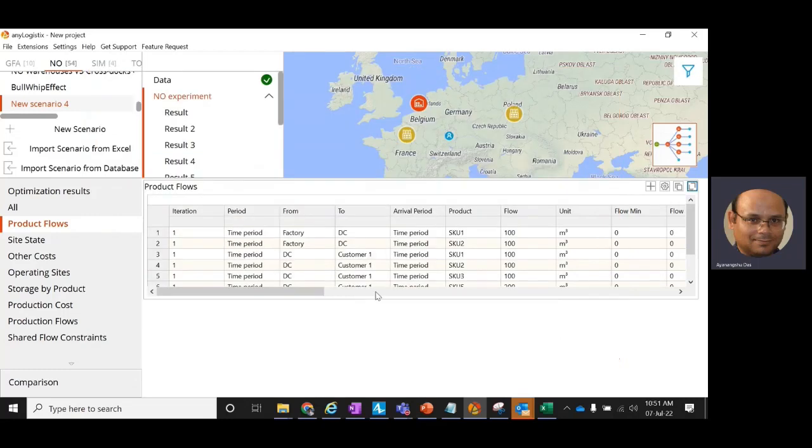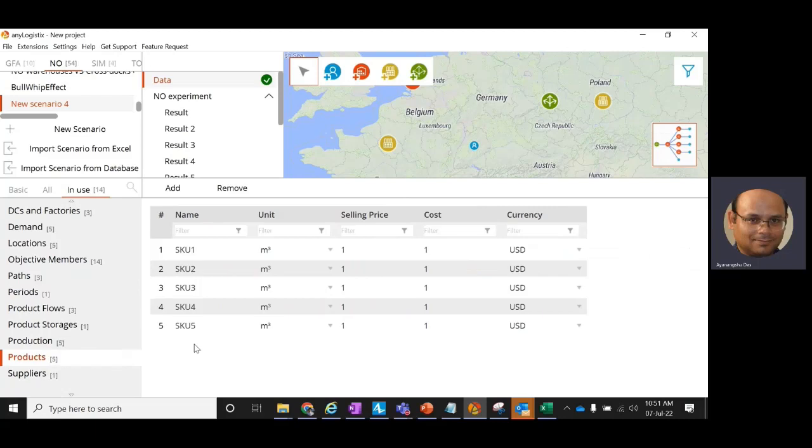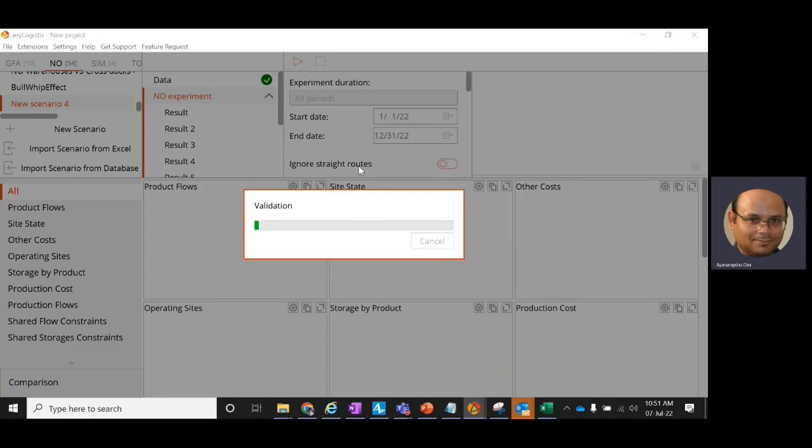So we'll see that. What we will do here is go to data and then the products table, and we see that the selling price is the same for all of them. So it doesn't matter for the optimizer whether it manufactures and sells SKU 3 and 5, or sells 100 units of each. Now, suppose I increase the selling price of this product to 2. And now let's run the experiment and see what it suggests.